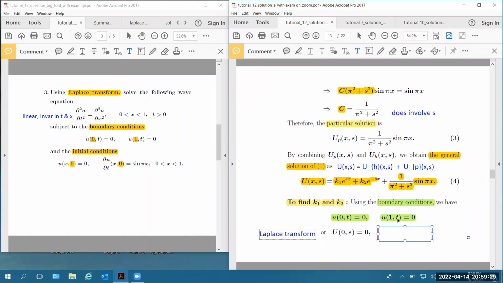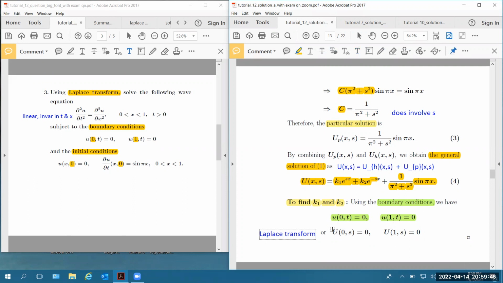Similarly, this one you also Laplace transform. Then you get your capital U of 1, and then your t becomes s. And then your right hand side is 0. Is it okay? All right, everybody all right or not? So everybody okay?